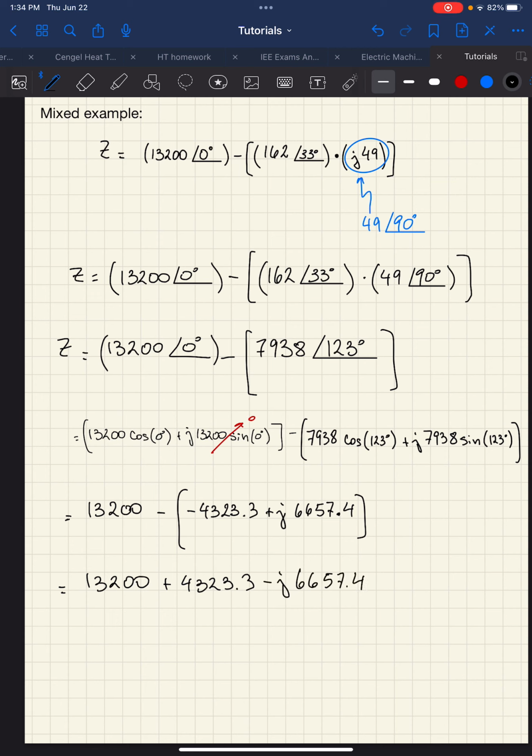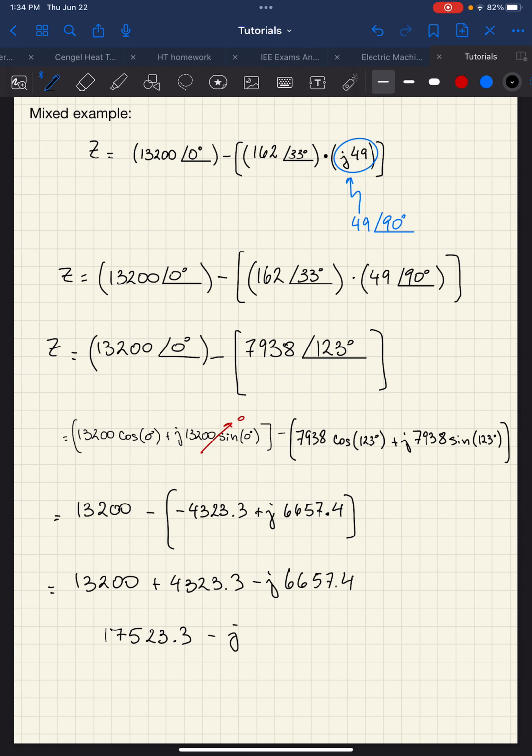Basically, we're one step away from the solution. The real part here, you add it to the real part here. So you end up with this. Well, this is the full real part, 17523.3. And your imaginary part, this thing moved on me, is this. So there you go.